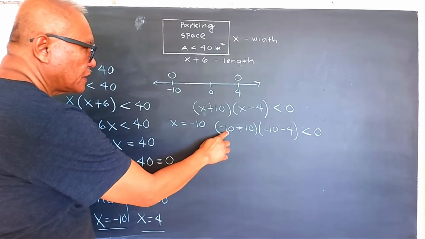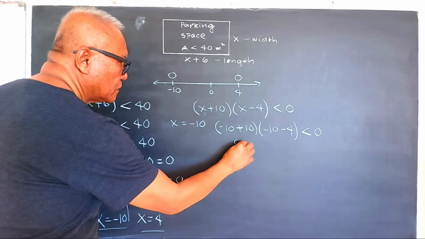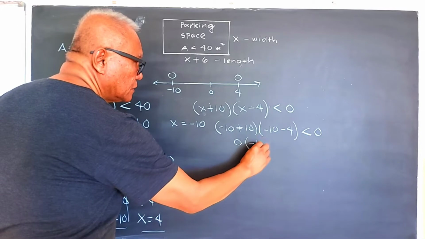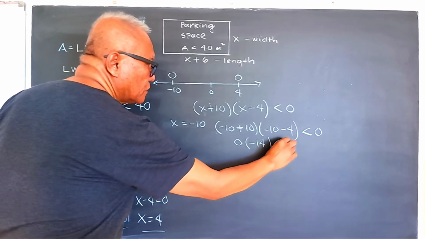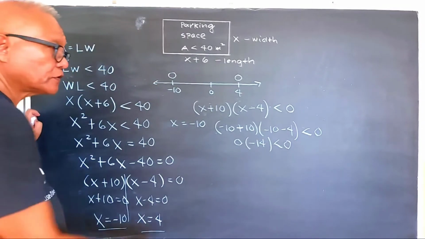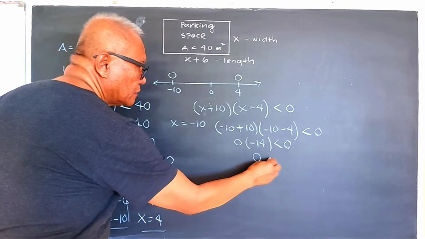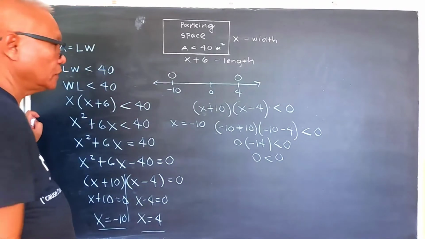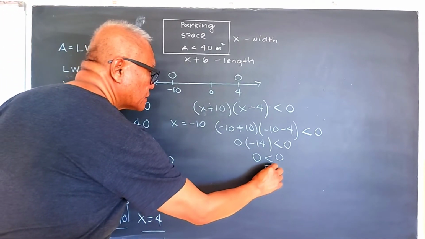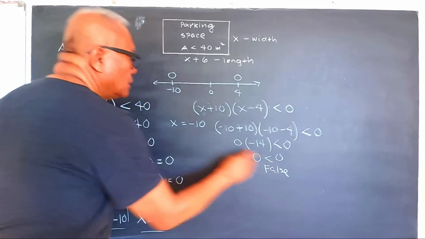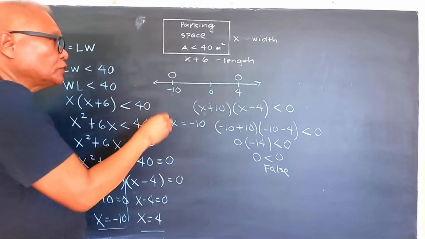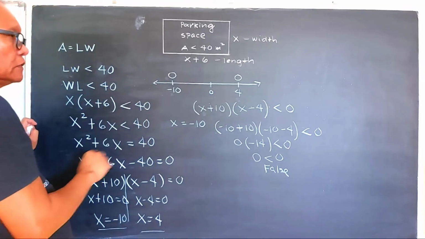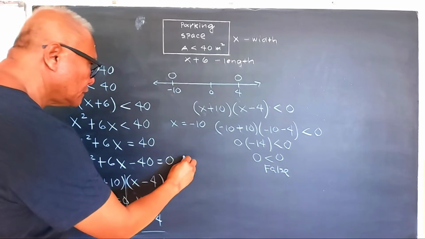But negative 10 plus 10 is 0. If I were to multiply that one by negative 14, what will be the result? 0 times negative 14, so it will be 0. Therefore, is 0 less than 0? No. So this one is false. If this one is false, do not shade this circle here. That's not included.